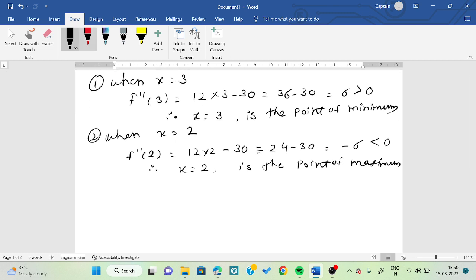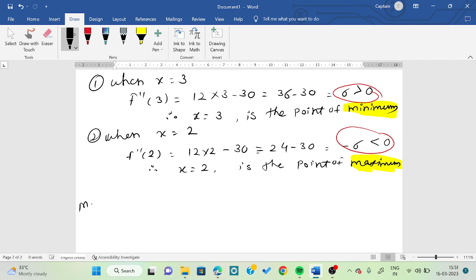Now you have a very obvious question, sir. If this is positive, then why is the function minimum over here? And if this is negative, then why is the function maximum? So try to understand that negative or positive for f double dash, we are talking about the whole function. Now for finding the exact value of maximum or minimum, what we have to do?